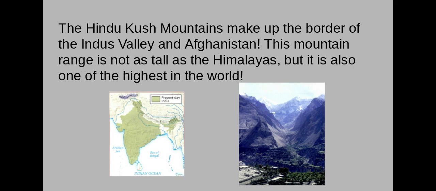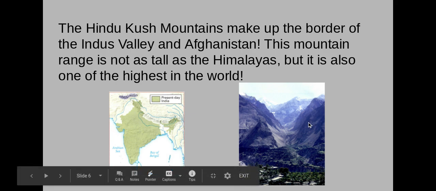Now, the Hindu Kush Mountains make up the border of the Indus Valley in Afghanistan. This mountain range is not as tall as the Himalayas, but it's also one of the highest in the world. You can kind of see here how the snow would melt off down the middle, thus giving water to the Indus River.